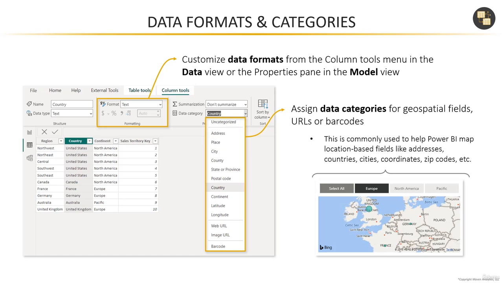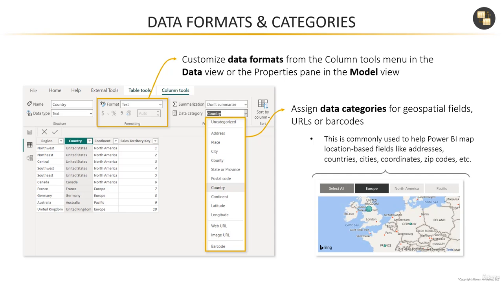And these are used for special fields like geospatial fields, URLs, or even barcodes. And it's very common to use these to help Power BI accurately map your location-based fields. Things like addresses, countries, cities, latitude, longitude coordinates, zip codes, etc.